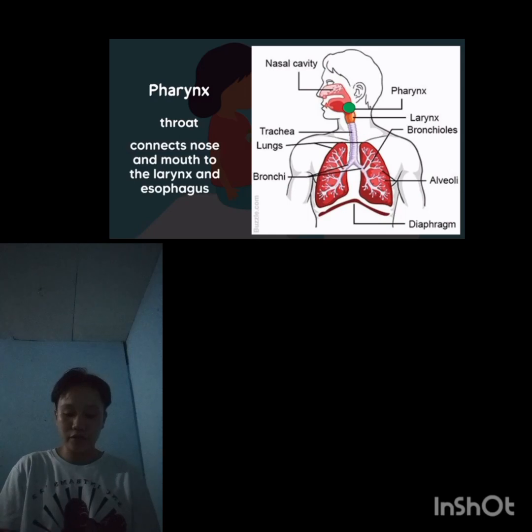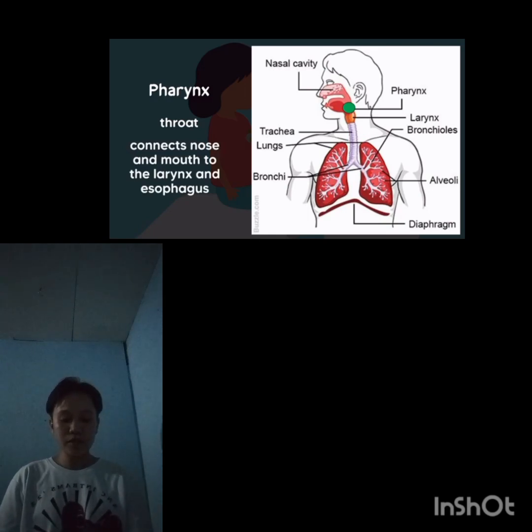So from the nasal cavity, the air will now go to the pharynx. So pharynx, also known as the throat. It is a muscular pipe that connects the nose and mouth to the larynx and esophagus.